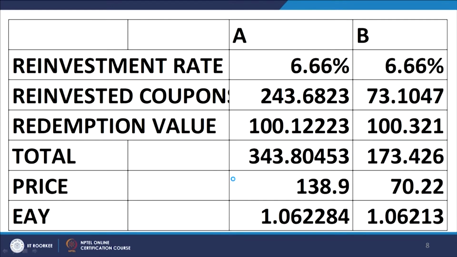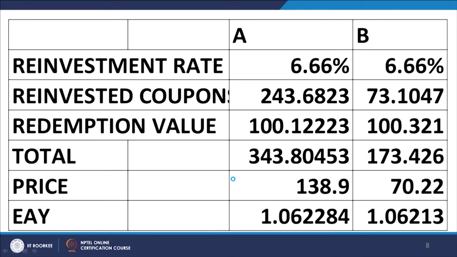343.80. Total cash flows, that is the total value of all reinvested coupons on the date of maturity, that is T equal to 15 years, plus the redemption value of 100 or approximately 100. So, the total cash flow at the end of 15 years is 343.80 for bond A and 173.46 for bond B. The current market price is given as 138.90 for bond A and 70.22 for bond B. And what we find is that the effective annual yield is 6.22% for bond A and 6.21% for bond B.